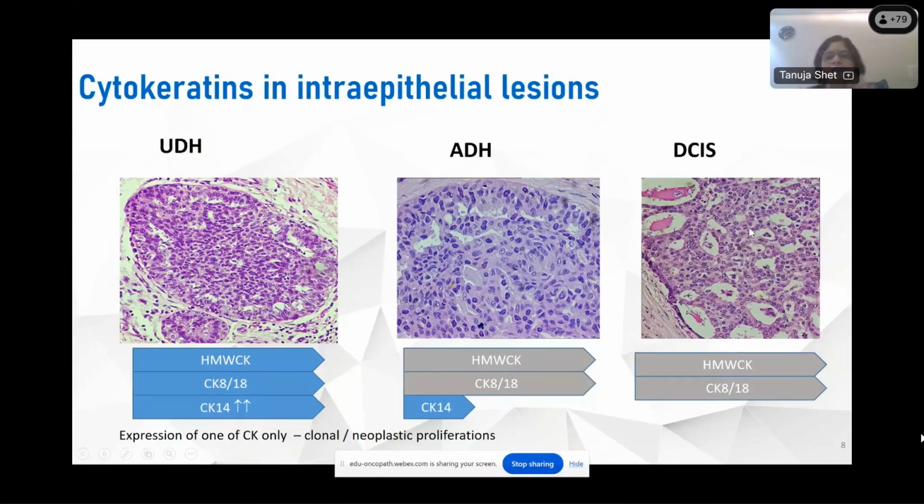And in DCIS, there is an organized process. It is a monotonous process, very uniform. So it's very easy on H&E actually. And if at all I require, all I do is check that within this proliferation there is no myoepithelial cell. And that's why the CK14 or 5-6 will be negative.